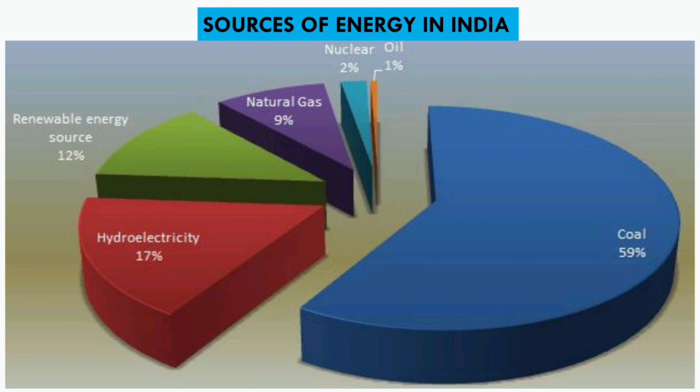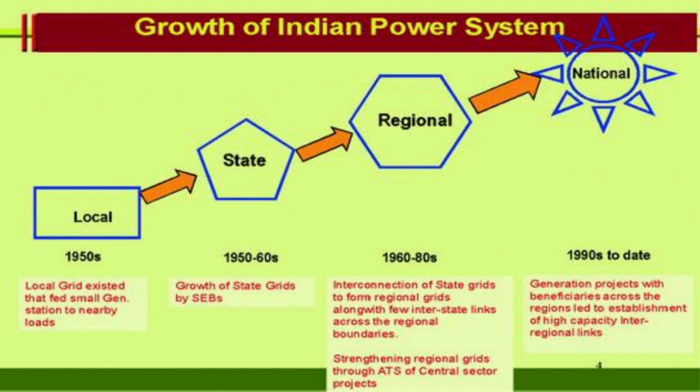This slide shows the growth of Indian power. In 1950, local grids existed that fed the loads nearby from a small generating station. After that, in the 1950s to 60s, came the growth of state grids by the electricity boards. In the period of the 1960s to 80s, state grids were interconnected to form regional grids along with a few interstate links across regional boundaries, strengthening the regional grids through the central sector projects.